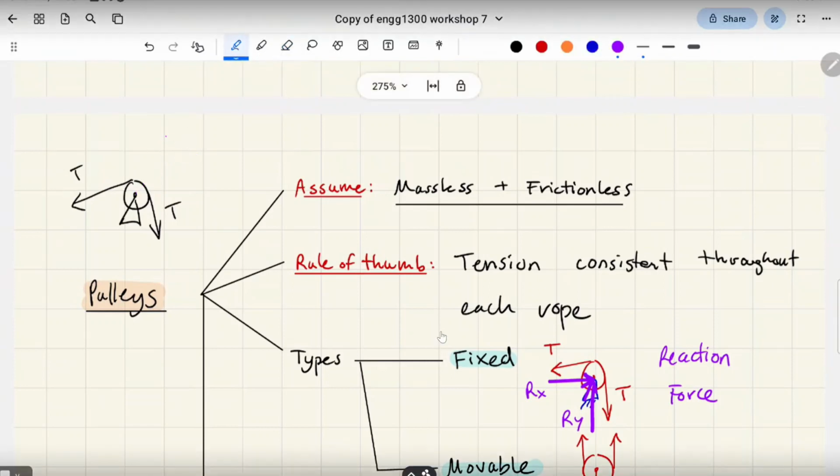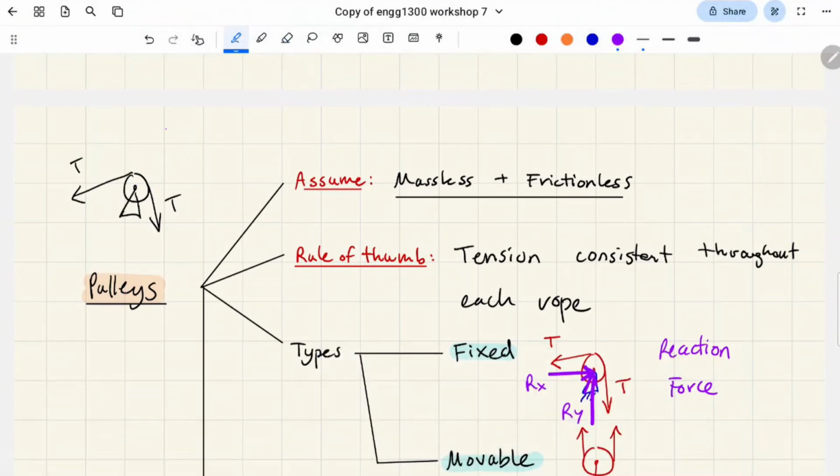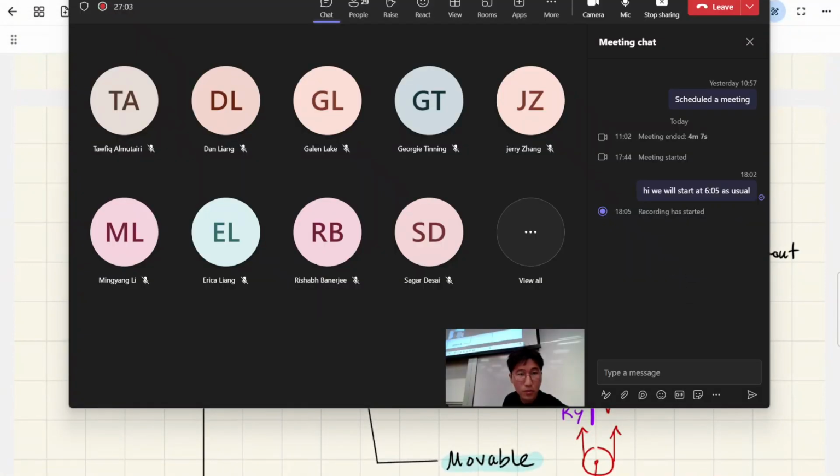Is there something going on? Check the chat. Looking okay.